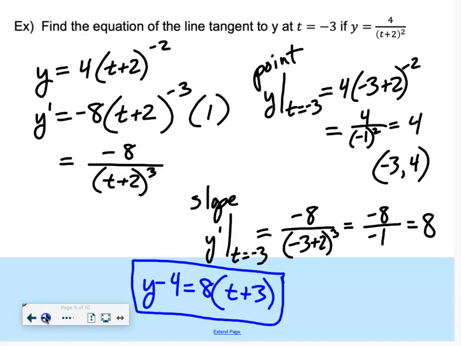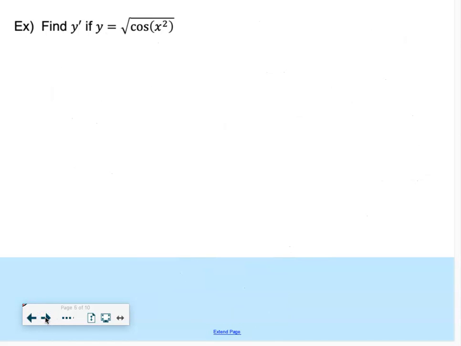All right, next problem. All right, having fun with double chain rules. You can have a function inside of a function inside of another function. You could do embedded chain rules all day long. It's kind of fun. So let's try this one here.